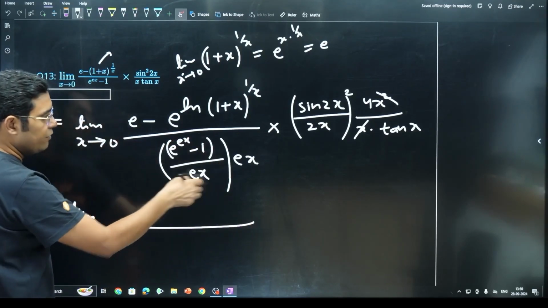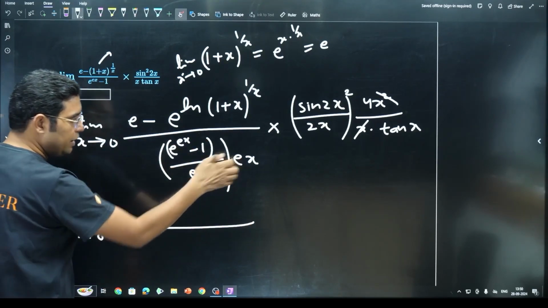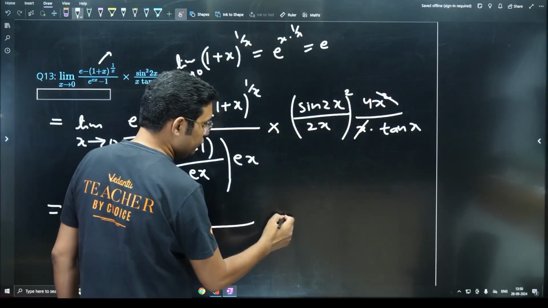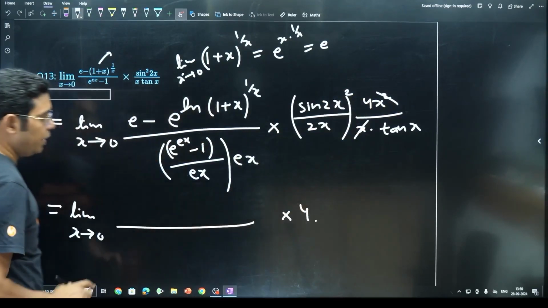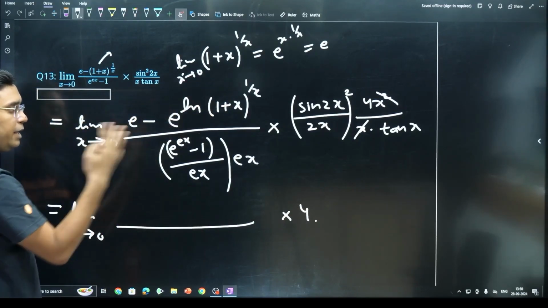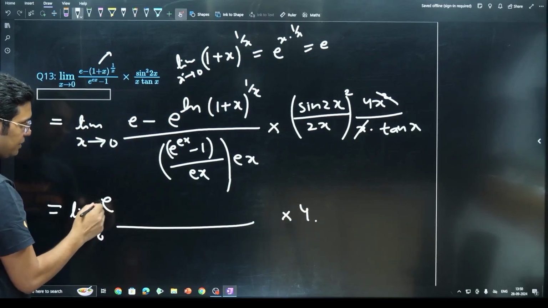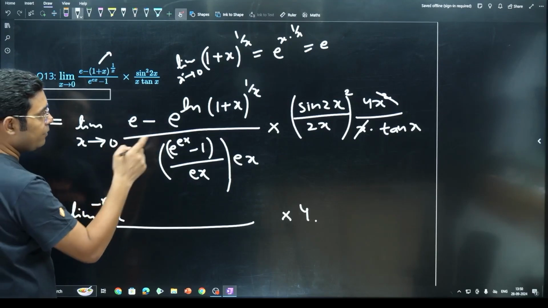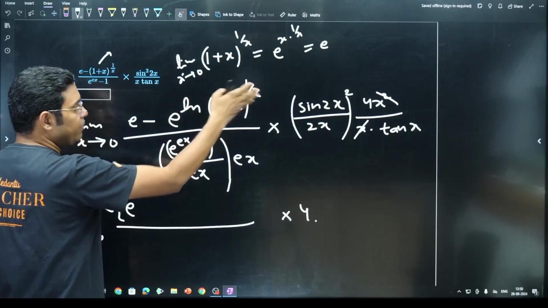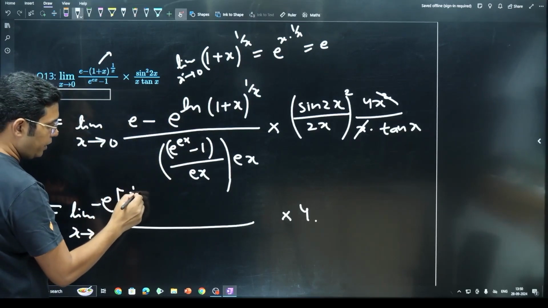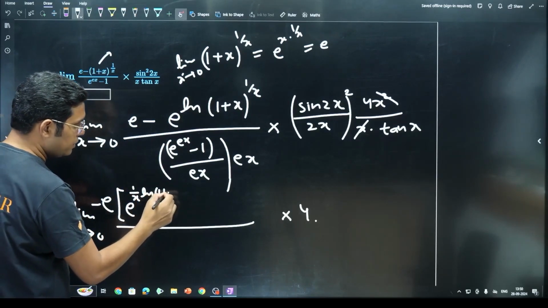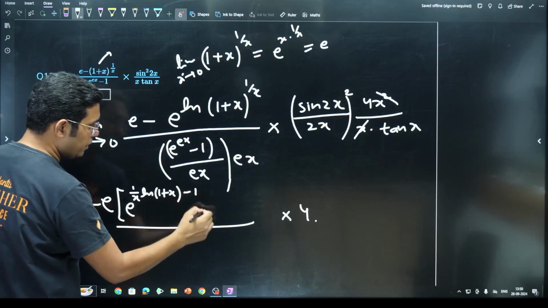In the denominator that will be ex only, because that will become 1. This will become 1, and here we will be having 4 only. Okay, now what I am going to do, from this numerator I will take e common, rather minus e common. So what it will become, e raised to the power, I think we can multiply 1 by x with log outside. There is a property: 1 by x ln(1 plus x) minus 1, minus 1.